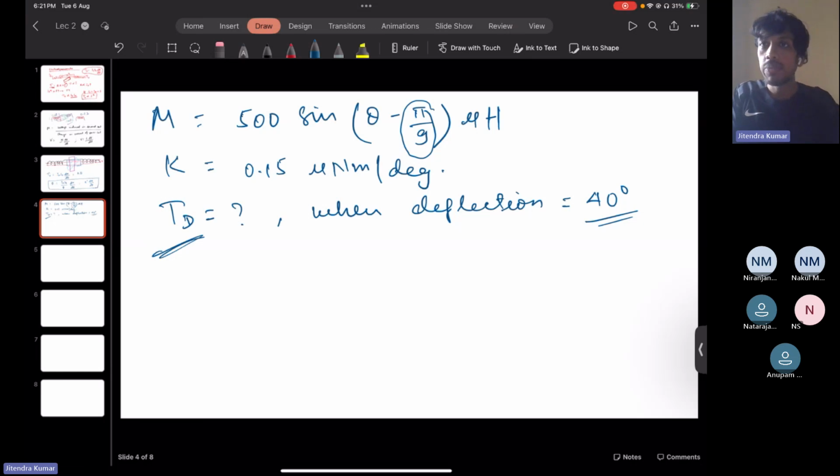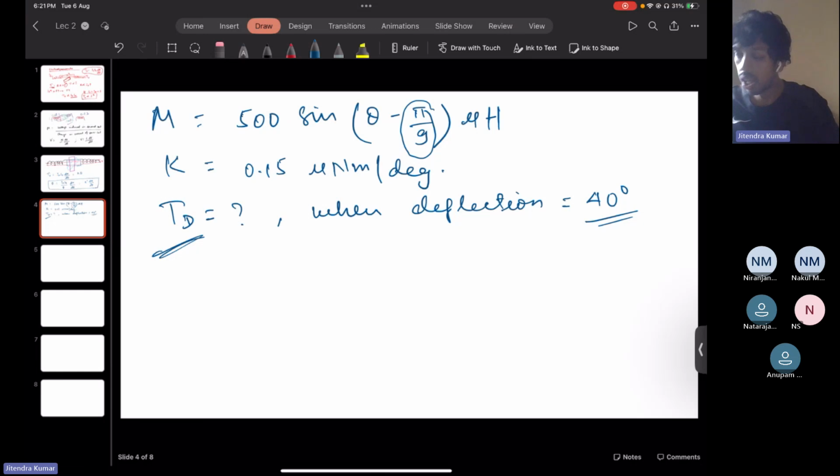Okay, so let me repeat it if you have missed this. I have provided some data to solve for the deflecting torque. I have provided mutual inductance, which is varying with theta, as we saw just now, 500 sine theta minus pi by 9 microhenry. K is given, that is the spring constant, 0.15 micronewton meter per degree. And when the deflection is 40 degree in equilibrium, we need to find the deflecting torque.